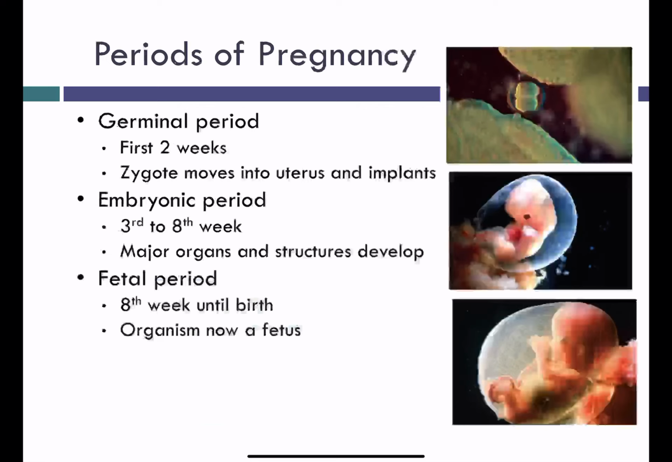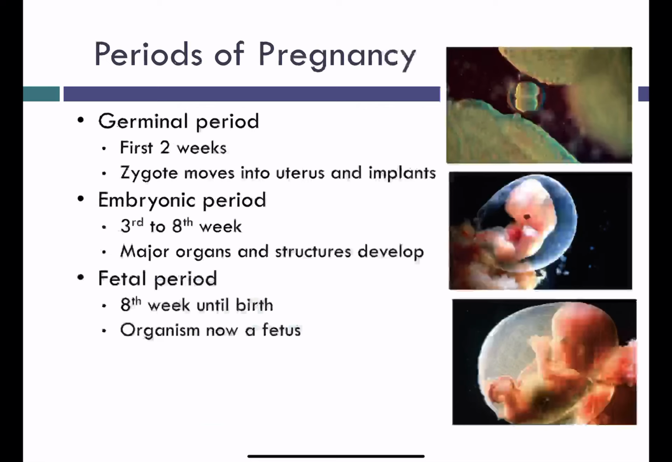During the embryonic period, the embryonic cells kind of differentiate and you start to see the beginning development of major organs and structures. Because these important organs like the heart and the brain and the lungs are developing, they tend to be very susceptible to environmental influences. We'll talk about them in a second. And then finally, the final stage is the fetal period, which is really the majority of pregnancy, 8th week until birth.